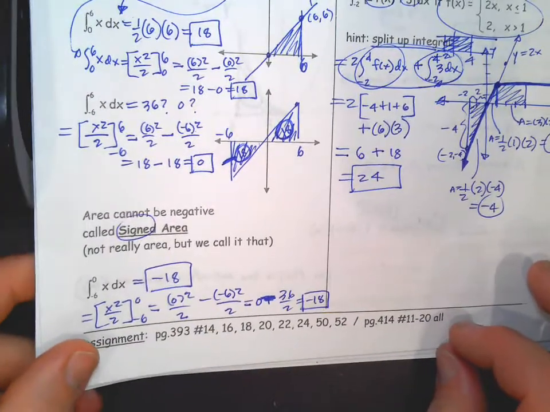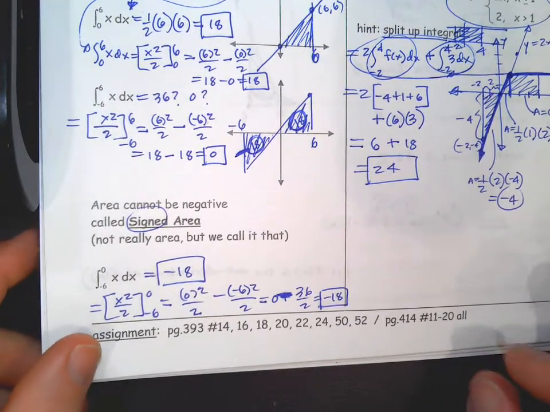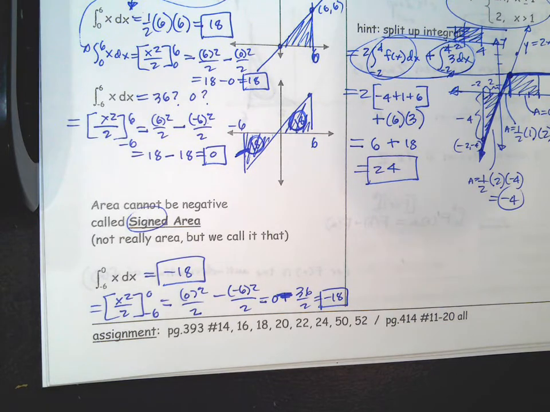Okay, today's assignment, 2 different pages out of the book, a bunch of problems from 393, evens. I should probably put those online. There's so many evens. And then also page 414, do 11 to 20 all. Check your odds in the back. I'll try and put the evens online. So let's see. Let's try and practice these.